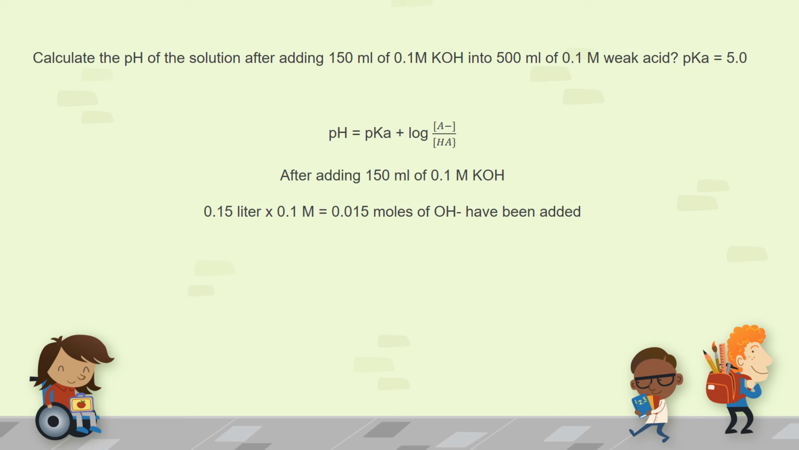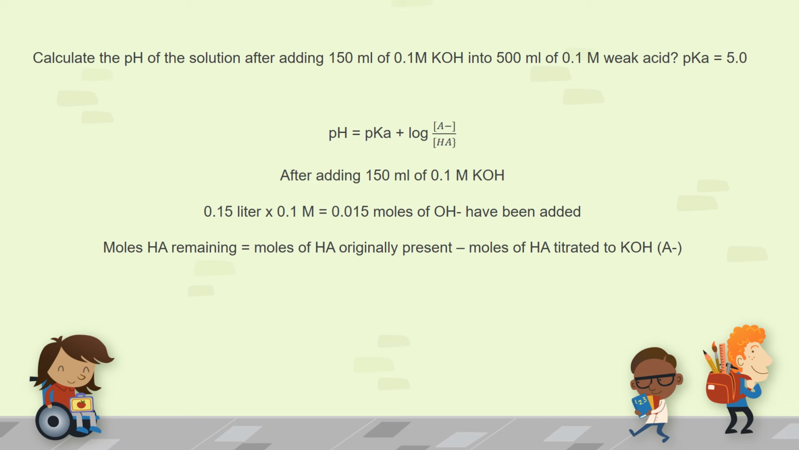After adding 150 ml of 0.1 molar potassium hydroxide, how many moles of hydroxyl ion is provided? The volume is 150 ml and the KOH concentration is 0.1 molar. So when you add 150 ml of 0.1 molar potassium hydroxide into the weak acid, you have added 0.015 moles of hydroxyl ions.